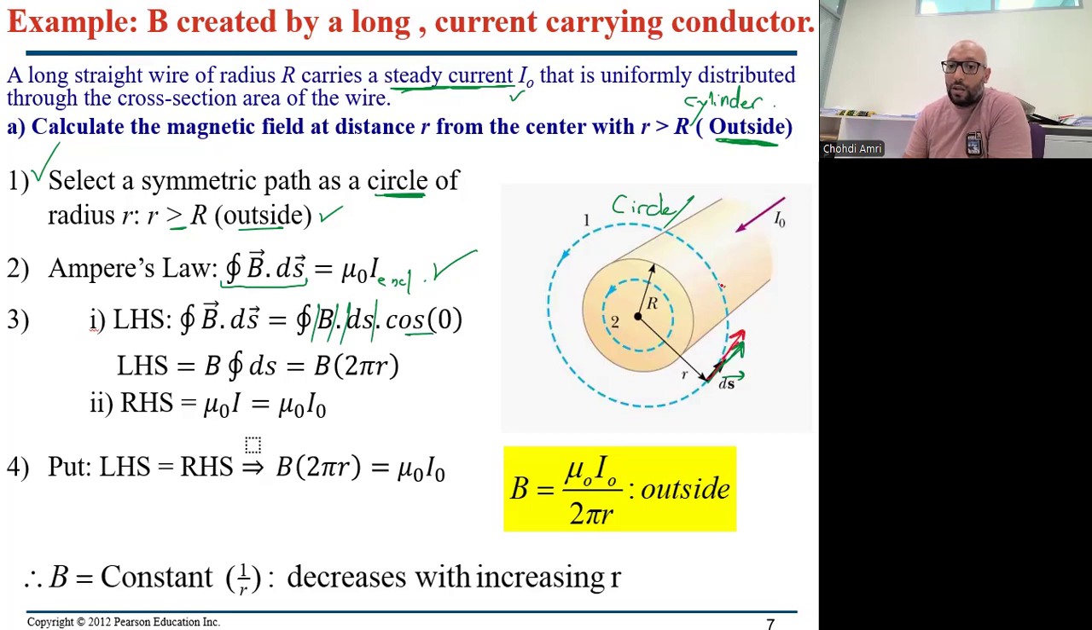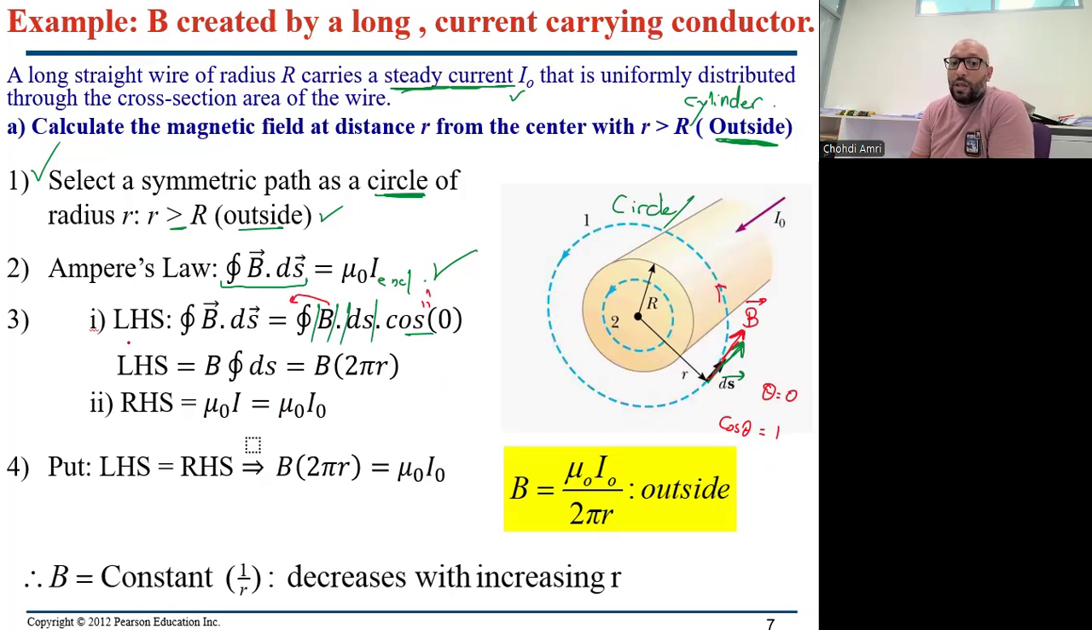Okay. Let's say these are the magnetic field lines, and they are oriented in this orientation because the current is going out. So what will be the angle between B and ds? Theta is going to be 0. Cosine theta, of course, will be 1. As long as we are on the symmetric path, the magnetic field is constant in magnitude. So we can put this magnetic field out of the line integral.